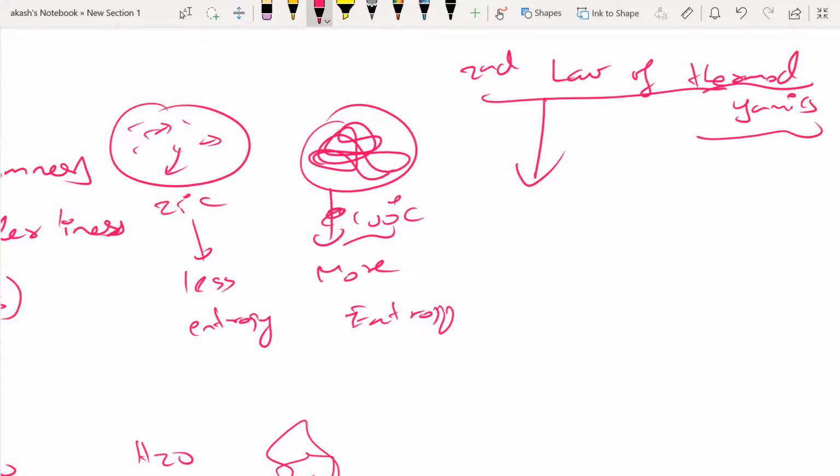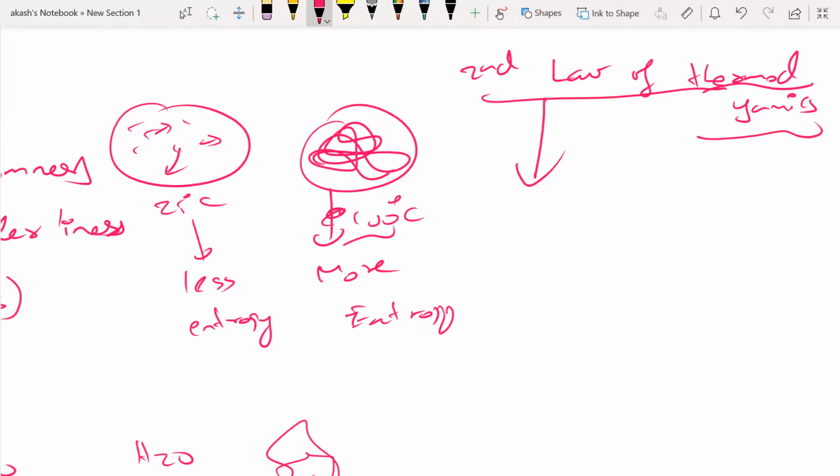A spontaneous process is the one in which the entropy. Oh, wait. Guys, just strike out whatever you wrote. Strike out everything. I'll repeat it again.